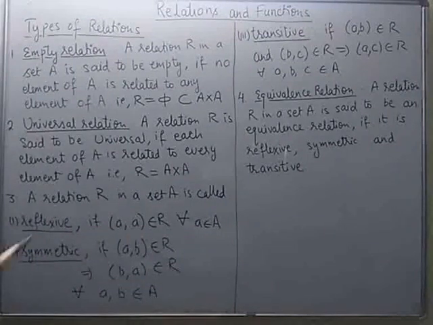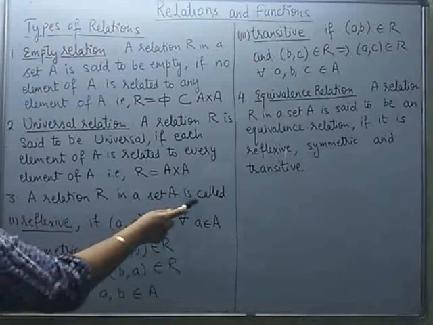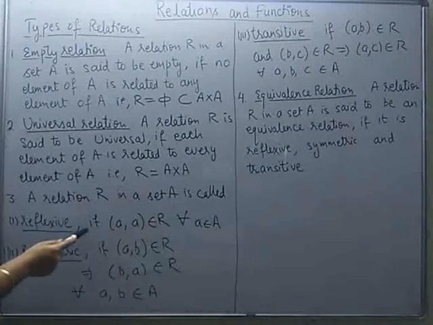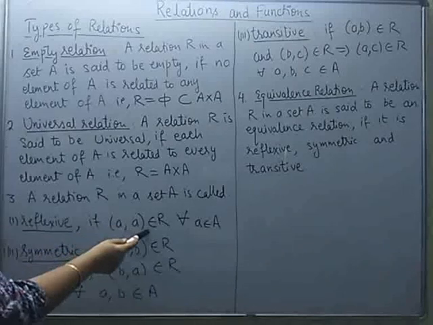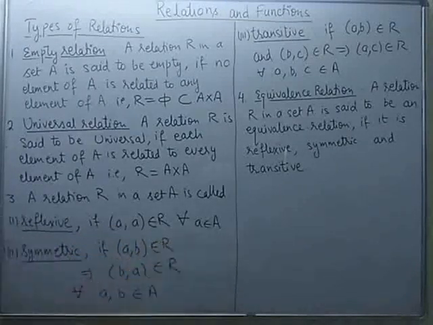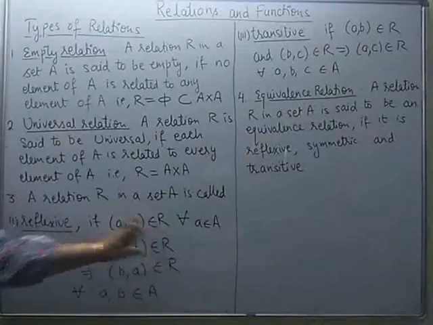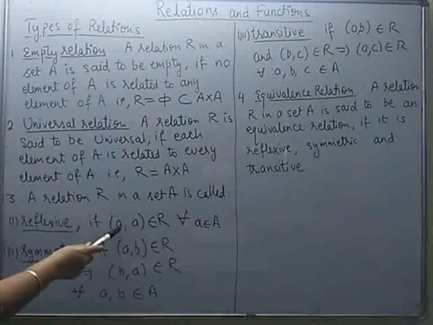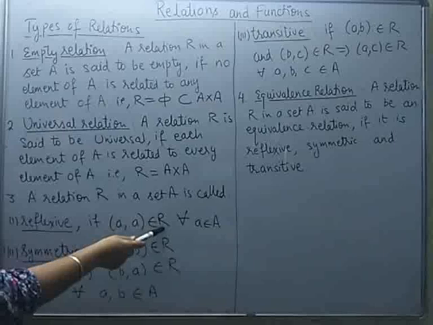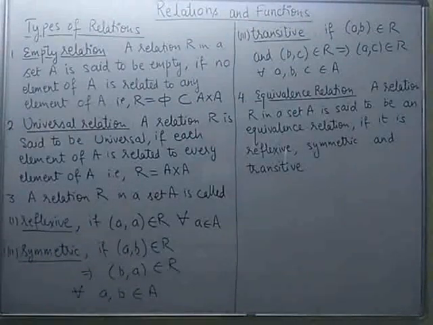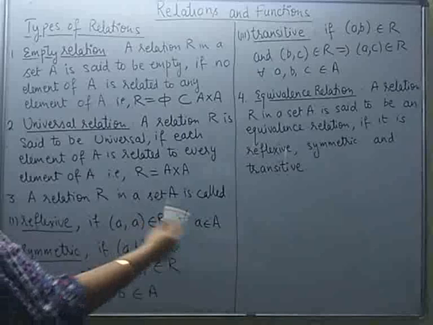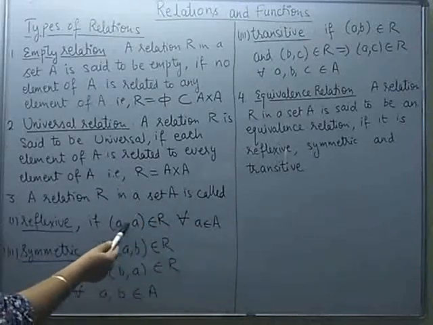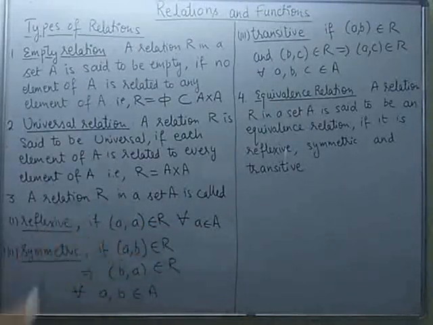This you need to understand very carefully. It says a relation R in a set A is called reflexive if (a, a) belongs to R for all a belonging to A. So this implies what? When I say (a, a) belongs to R, it means the element in the domain satisfies the given relation with itself. Whatever element you take in the given set, it should satisfy the relation with itself.